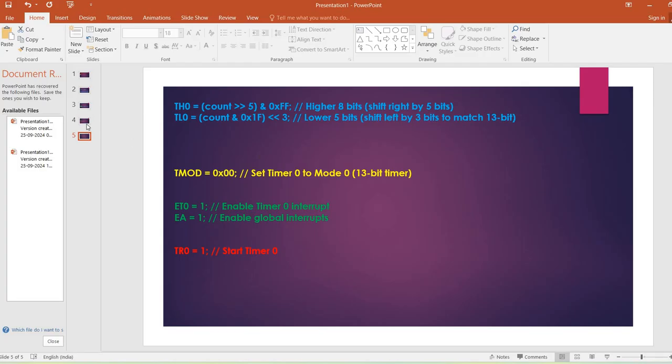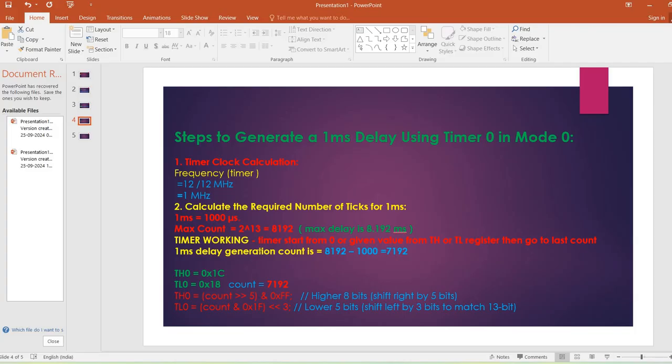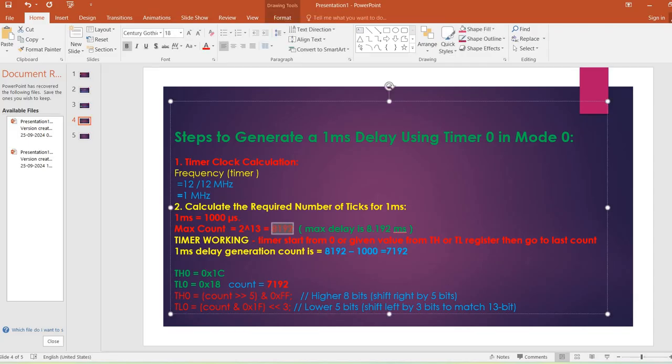Then start the timer. The timer starts from 0 or from the given value loaded into TH and TL, and goes up to the last count of the timer, 8192. So in this delay generation, we start the timer from 7192 and end at 8192. That means the delay generated is 1 millisecond.